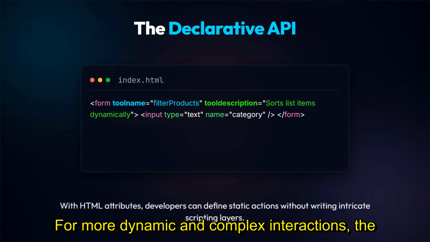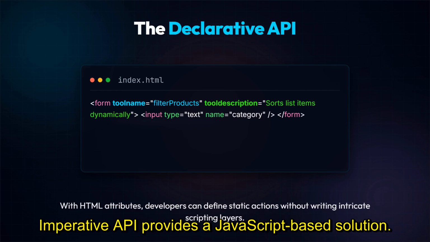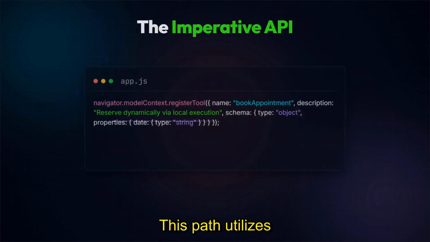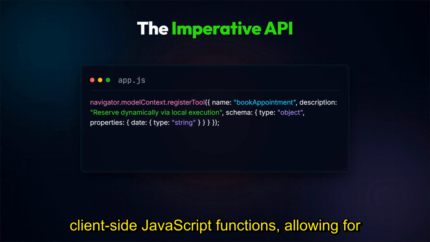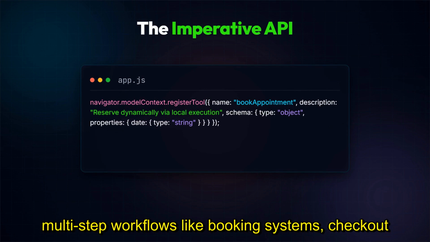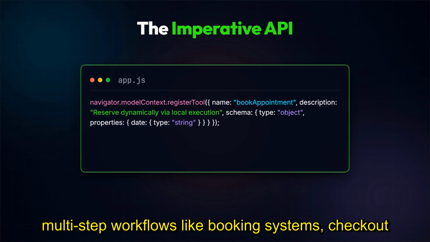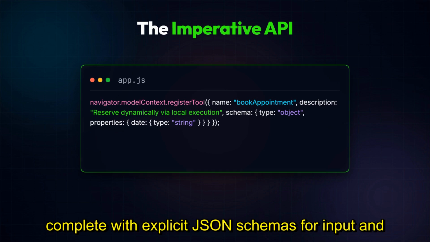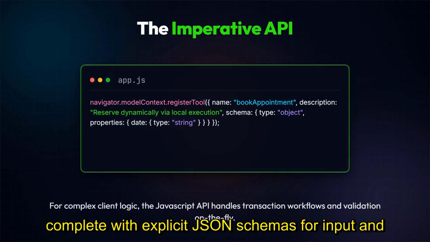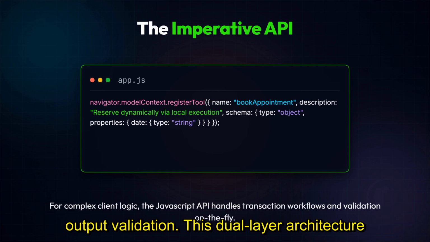For more dynamic and complex interactions, the imperative API provides a JavaScript-based solution. This path utilizes navigator.modelContext.registerTool to expose client-side JavaScript functions, allowing for multi-step workflows like booking systems, checkout processes, or real-time availability checks, complete with explicit JSON schemas for input and output validation.